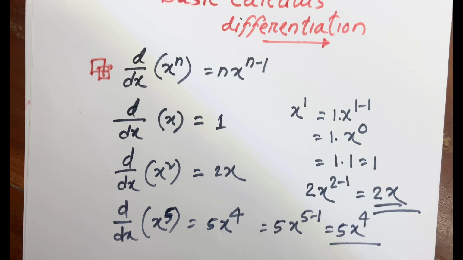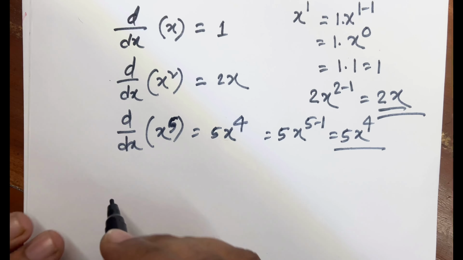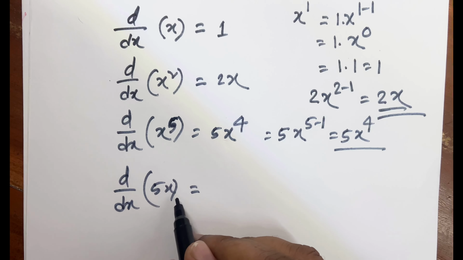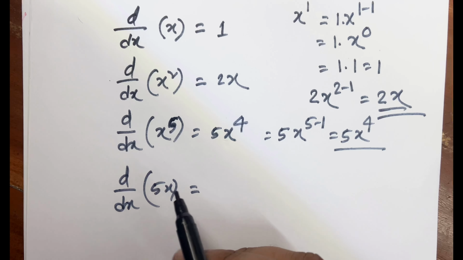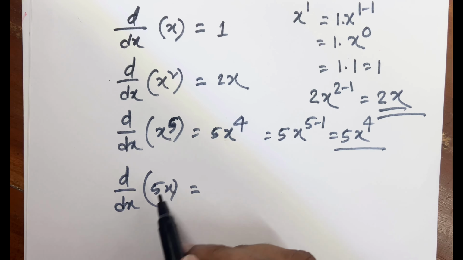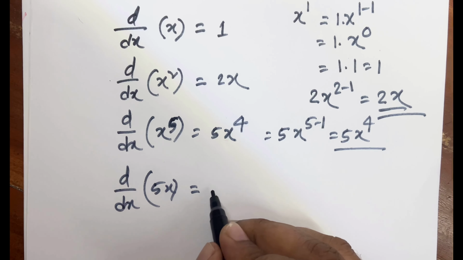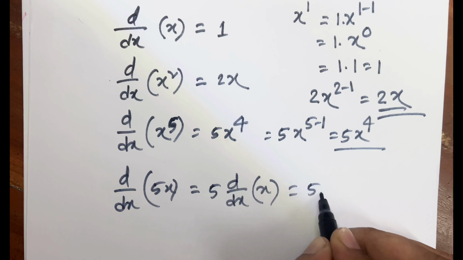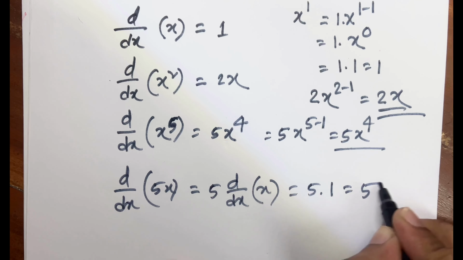And again I want to say d/dx of 5x. So what is the value of this problem? 5x, so 5 is a constant. If you find this type of calculus problem, first of all you should move this 5 in front. So 5 constant, 5 d/dx of x. You know d/dx of x equals 1, so 5 multiplied by 1 is equal to 5.